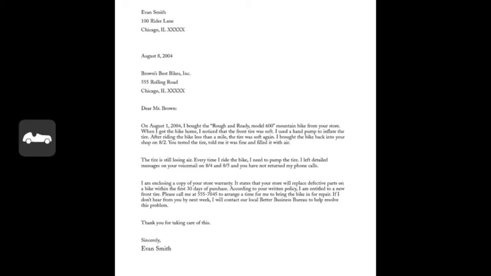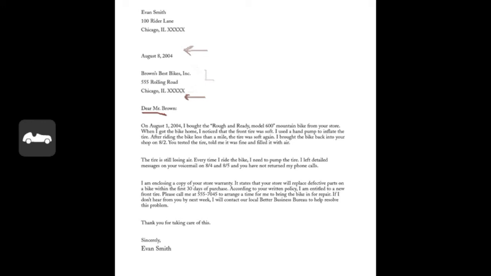Okay, so I'm going to go over some of these examples. So they have the address at the top, and this is my address, their address at the bottom, this is the person who gets the letter, and then the date in between, which again, it could have come here instead and that would have been fine. And they keep it simple with Dear Mr. Brown. So on August 1st, I bought a Rough and Ready Model 600 mountain bike from your store.